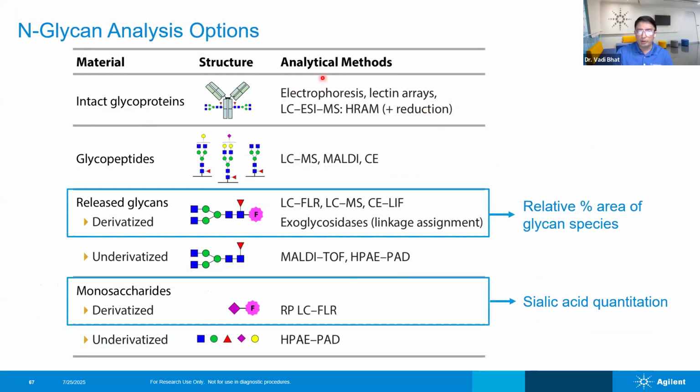So the intact one is by mass spec essentially, because glycoforms cannot be separated by simple HPLC. Glycopeptides you can actually separate on the HPLC, but mass spec is ideal. Released glycans you can derivatize using either fluorescence or mass spec. One can also do the monosaccharides and sialic acid.